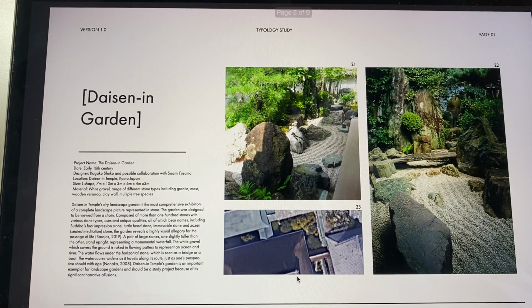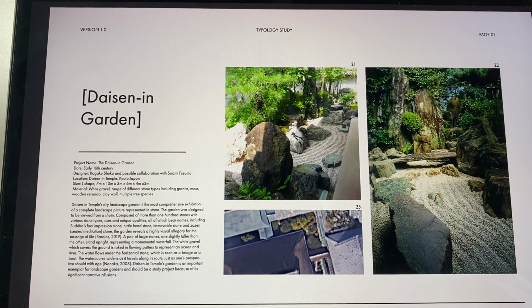My next garden was the Daisen-in garden at the Daisen-in temple, which was built in the early 16th century by Kogaku Shuko. While the Ryoanji garden, the previous one, was quite abstract, this one was very allegorical, and the stones and the sand represent, what do they represent? Sorry. They represent the passage of life.